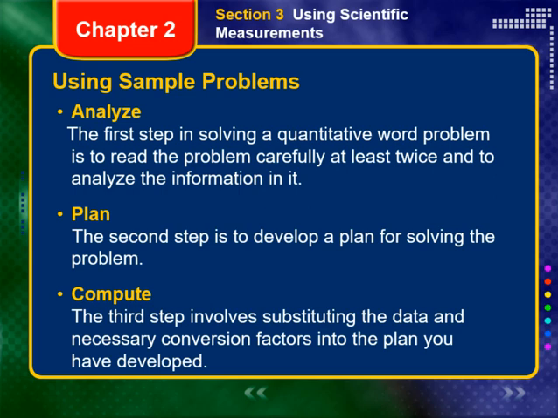Learning to analyze and solve such problems requires practice and a logical approach. In this section of the lecture, you will review a process that can help you analyze problems effectively. Most sample problems in this course are organized by 4 basic steps to guide your thinking and how to work out the solution to a problem. Step 1. Analyze. The first step in solving a quantitative word problem is to read the problem carefully at least twice and to analyze the information in it.